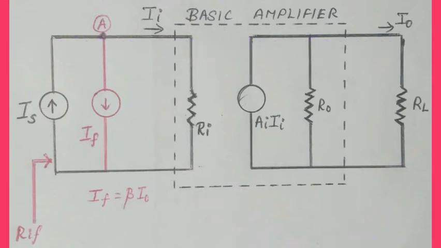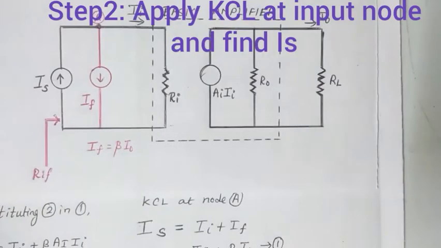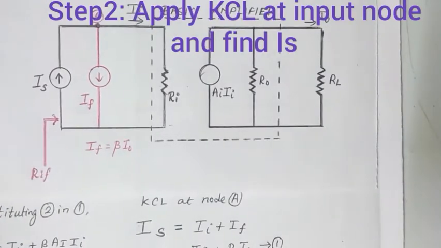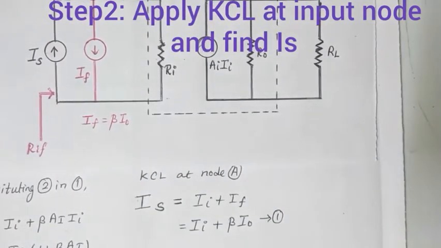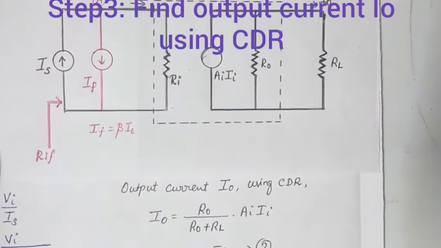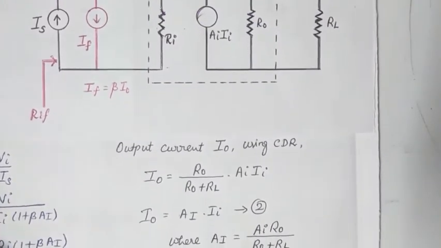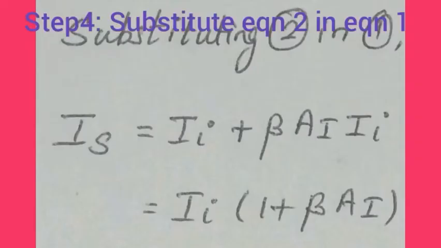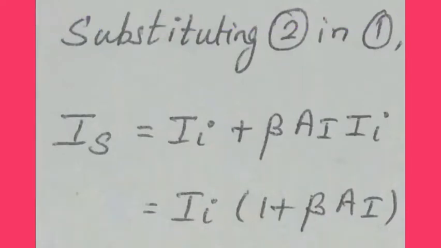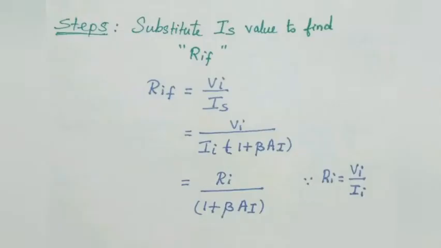For this, Thevenin's or Norton's theorem can be used. Here, apply Kirchhoff's current law at the input node A and find Is. Now find the output current using the current divider rule. This becomes I0 is equal to AI into Ii. Now substitute equation 2 in 1 so that we get Is is equal to Ii into 1 plus beta AI. The next step, step 5, we have to substitute the Is value to find the input resistance RIF.